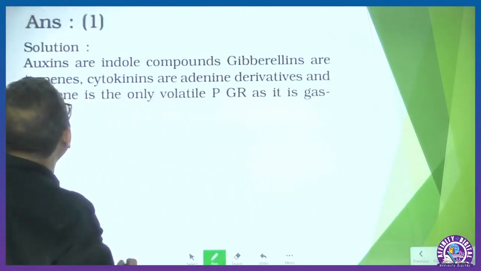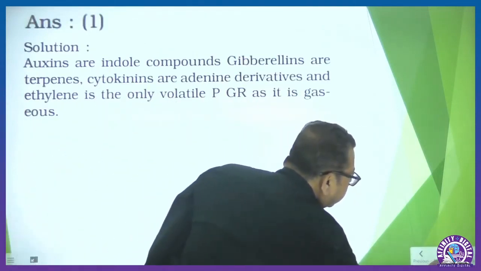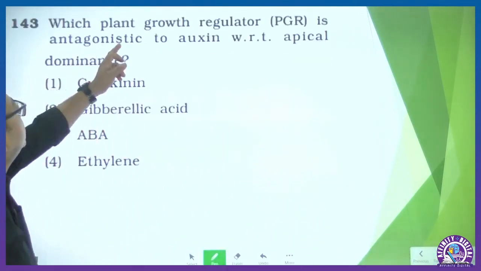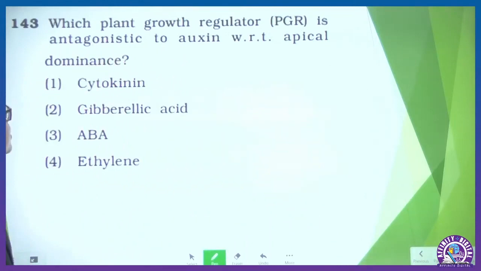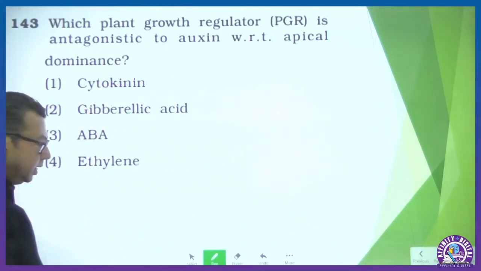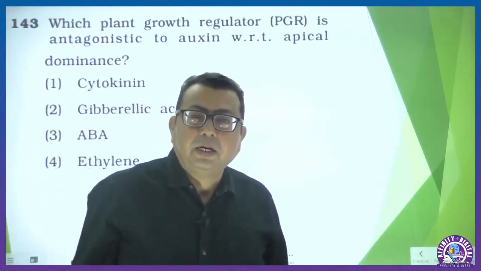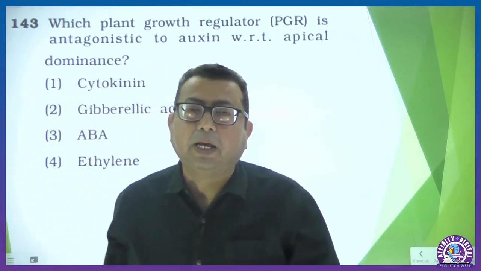Next question. Option 1, I have written it in the solution. Which of the plant growth regulators is antagonistic to auxin in apical dominance? What does apical dominance mean? Children, what does apical dominance mean?